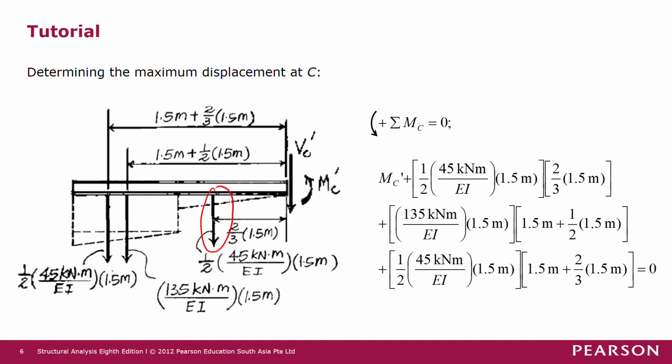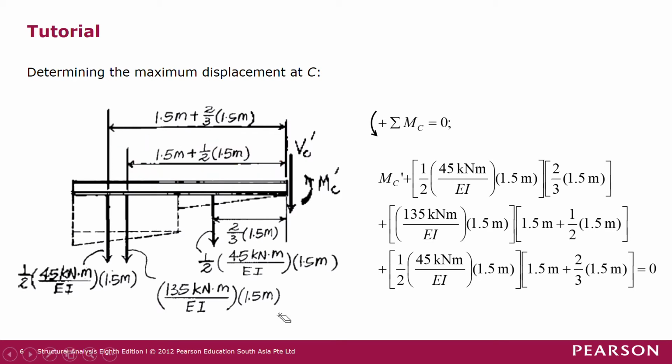This resultant here is 45 kilonewton meter over EI, multiplied by 1.5 meter, and then multiplied by 1 over 2 because it's the area of a triangle. We get this resultant force as such, and the distance from here to here is 2/3 of 1.5 meters. This distance here is 1.5 meter plus the distance that we have determined previously, and this other distance will also be 1.5 meter plus the distance that we have determined previously.